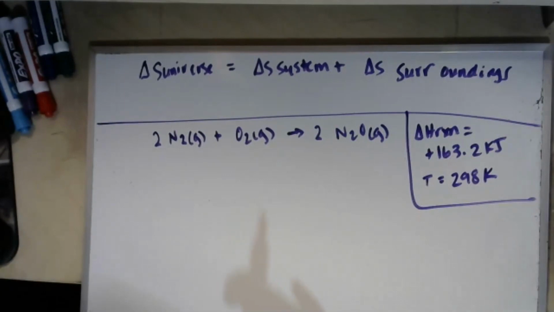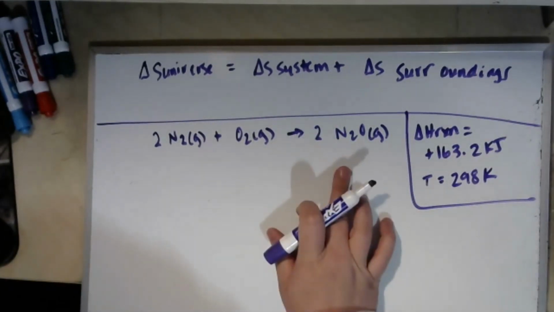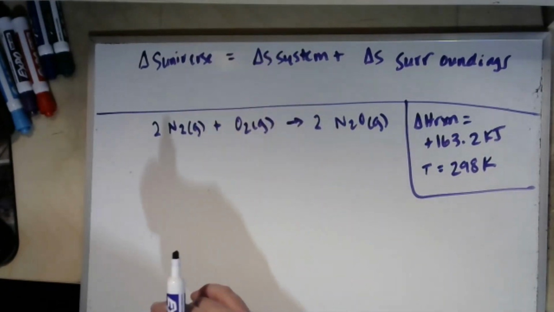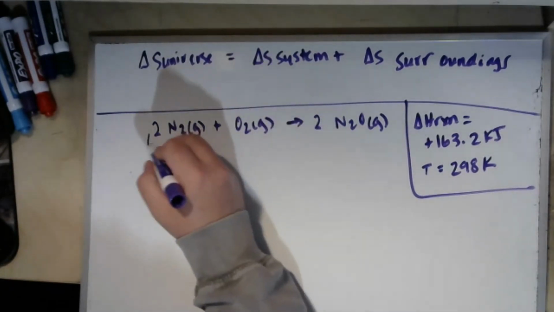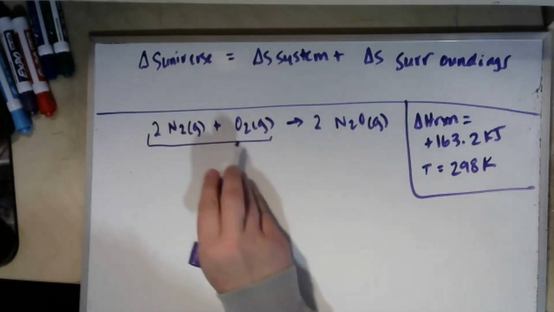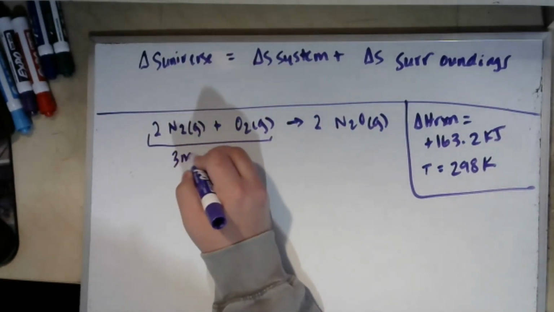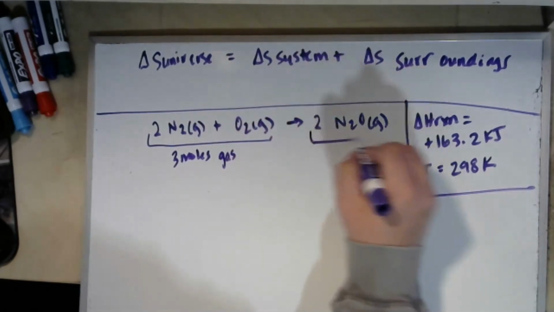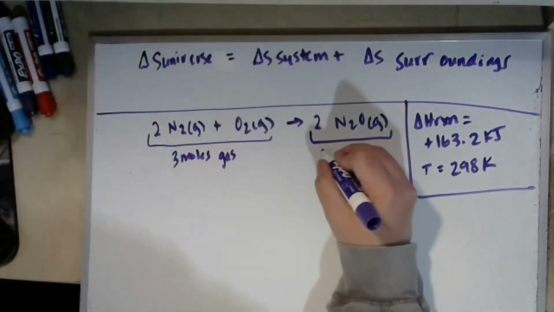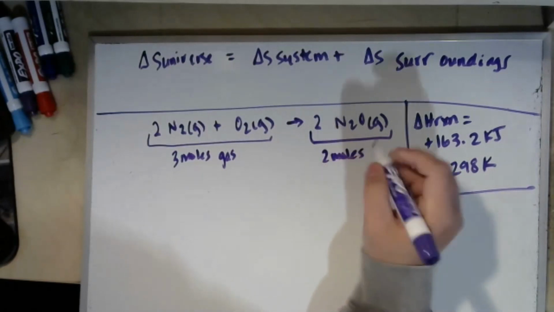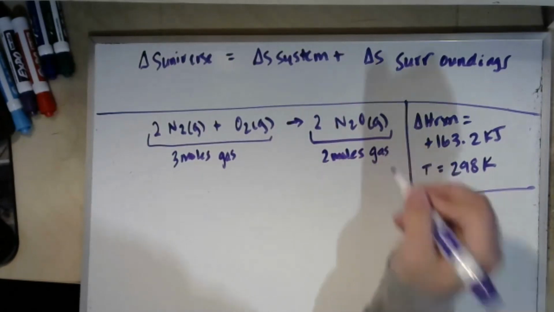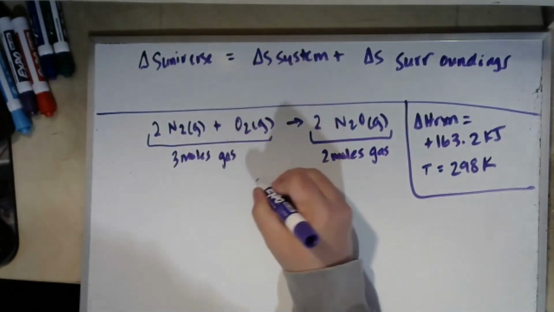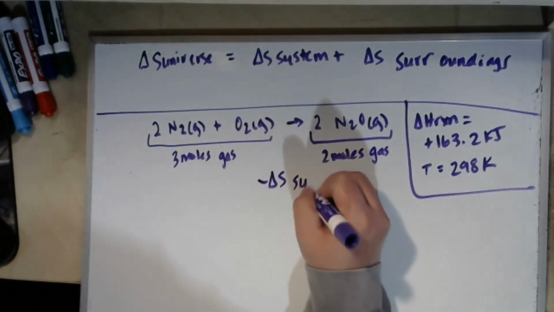Okay. So we can look at the balanced reaction first if we want to and figure out what the delta S value for the system is. Here we have 2 plus 1 is 3 moles of gas on our reactant side. And this converts into 2 moles of gas on the product side. Okay, so right now I'm seeing a decrease in entropy. So this would be a negative delta S value for our system.